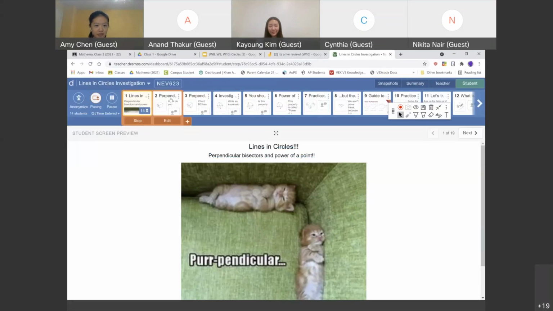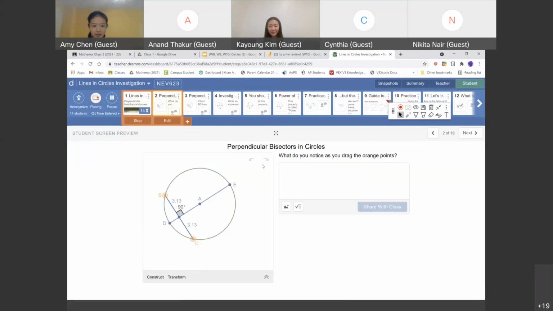All right. So slide number 2. Basically, it's another one of those investigation activities that we did last time. What do you notice as you drag these orange points around the circle?